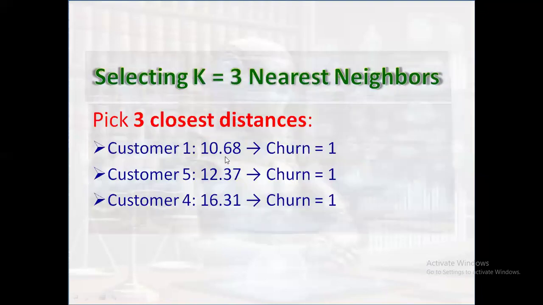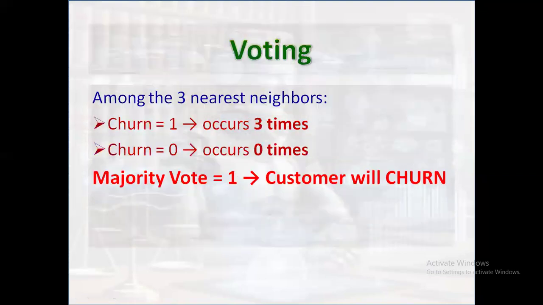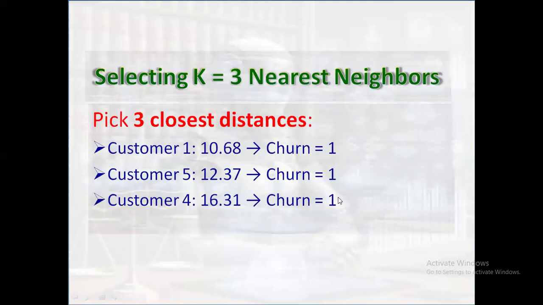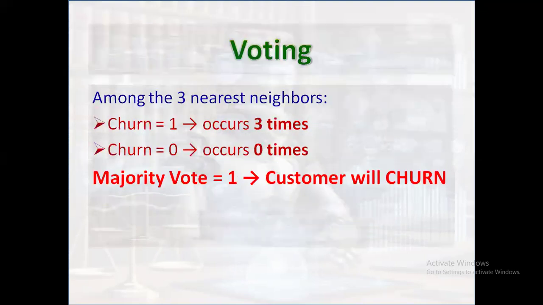Here customer 1 value is 10.68, customer 5 is 12.37, customer 4 is 16.31. All three are churned. Next, we have to go for voting. KNN uses a simple majority vote among the k nearest neighbors. In this case, all three nearest neighbors have a churn value of 1. We can see all values are 1, meaning that they left the service.